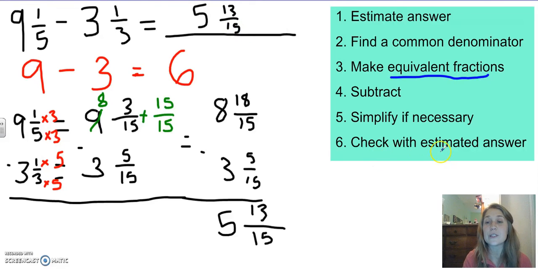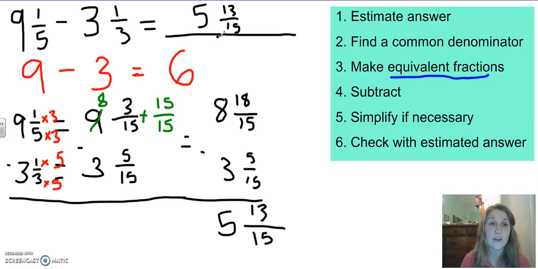The last thing I'm going to do is check with my estimated answer. I should have gotten something around 6 wholes, and in fact I did. 13 out of 15 pieces is pretty close to 1 whole, or 15 out of 15. So this is close to 6 wholes. So I know that my answer is correct. So that's how you solve a subtraction problem with mixed numbers when you have to regroup.